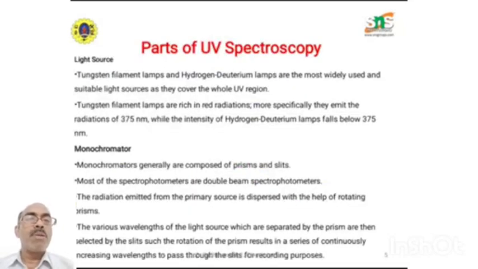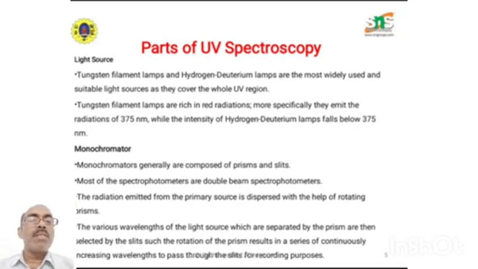Parts of UV spectroscopy: light source, monochromator. Here the tungsten filament lamps and hydrogen deuterium lamps are the most widely used suitable light sources, as they cover the whole UV region. The tungsten filament lamps are rich in red radiations. More specifically, they emit the radiations of 375 nanometer, while the intensity of hydrogen deuterium lamps follows below 375 nanometer.